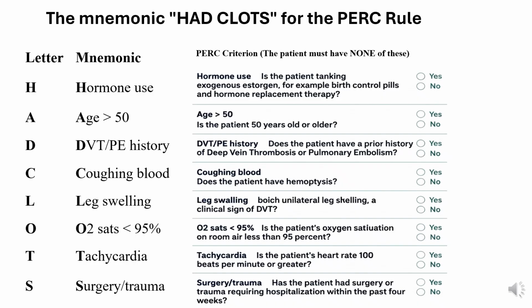If the Wells score indicates low probability, less than or equal to 4 points, and the PERC rule criteria are met, PE can be ruled out without further testing.